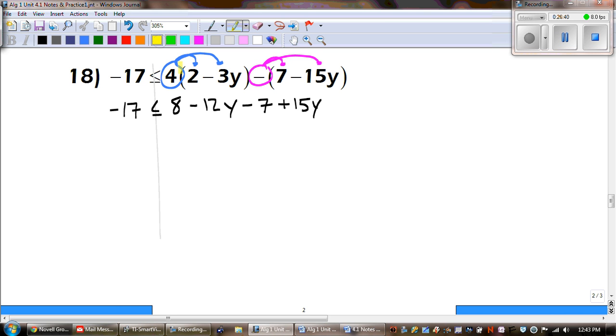Okay, so the next thing to do would be to combine your like terms. All right, and I'm noticing that the y is on the right side, so you might have to rewrite it at the very end. Okay, go ahead and pause it, and good luck.